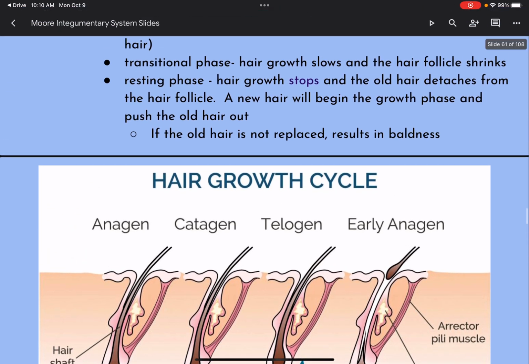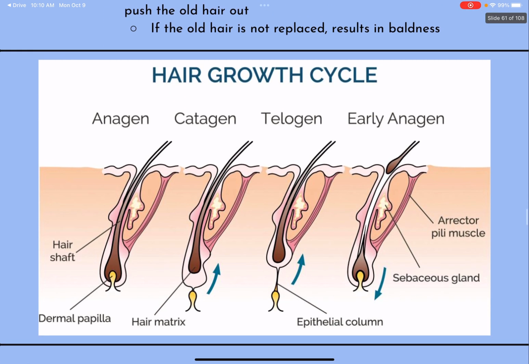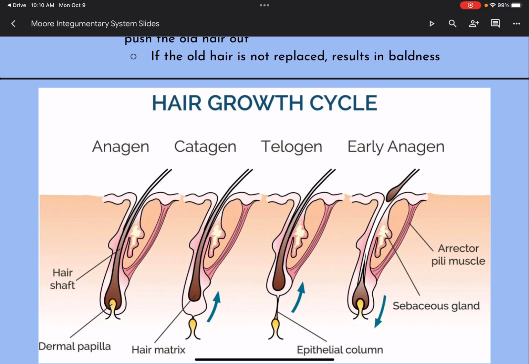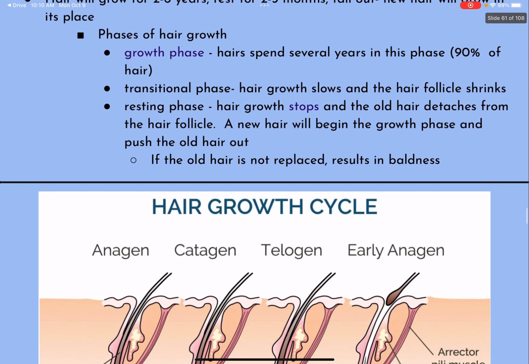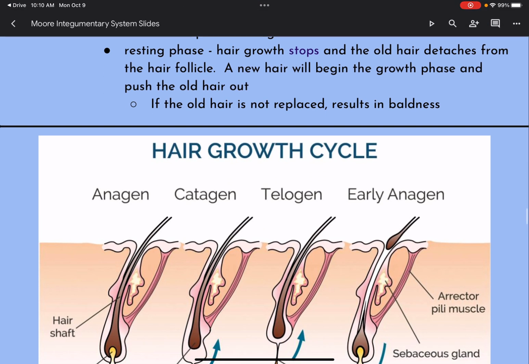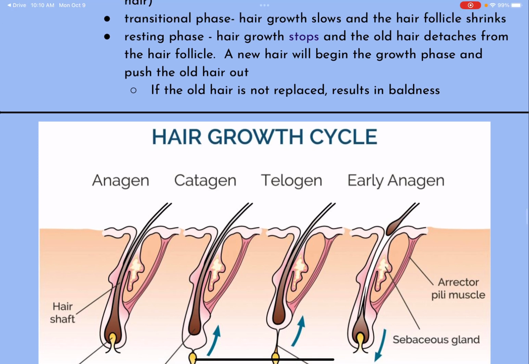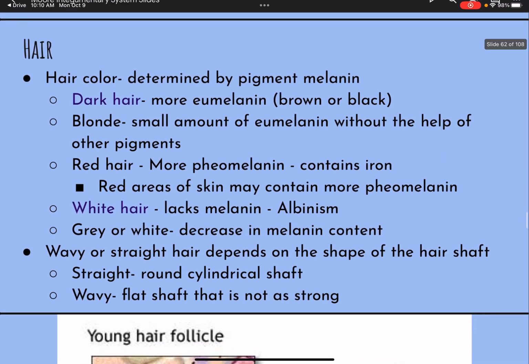Now, if you have that papilla that is still providing nourishment, then a new hair starts to grow in its place. So you see early anagen. So basically, this thing has started growing already before the other hair has fallen out. Okay, so again, you go through these 3 different phases. If the hair is not replaced, so you look at Mr. Moore and notice his head doesn't have any hair, well, that's because his hair follicles weren't replaced, and that results in baldness.